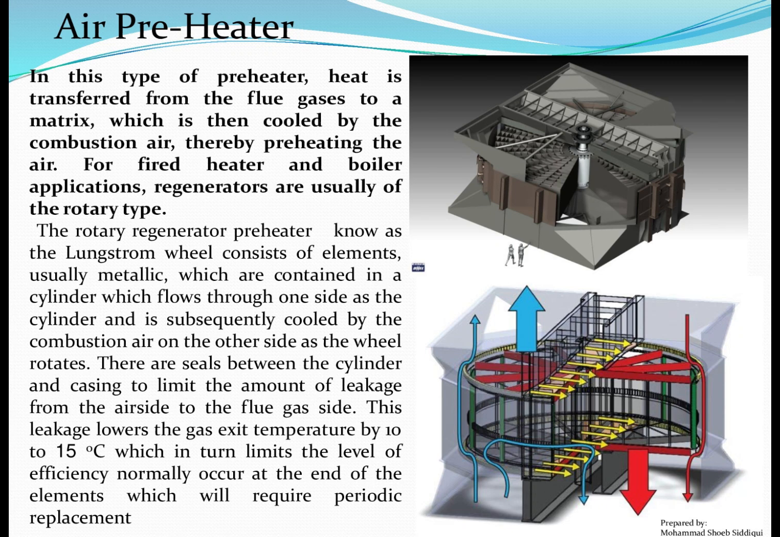The rotary regenerative preheater, known as the Ljungstrom wheel, consists of elements, usually metallic, which are contained in a cylinder. Flue gas flows through one side, and the cylinder is subsequently cooled by the combustion air on the other side as the wheel rotates. There are seals between the cylinder and casing to limit the amount of leakage from the air side to the flue gas side. This leakage lowers the gas exit temperature by 10 to 15 degrees C, which in turn limits the level of efficiency. Wear and corrosion normally occur at the end of the elements, which will require periodic replacement.